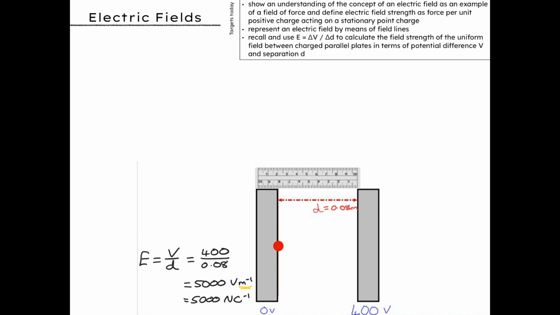Now let's consider a point halfway between. What's the field strength here? Have a think. If I tell you the answer is 5,000 newtons per coulomb, can you explain why? Remember to pause and think if you're struggling.